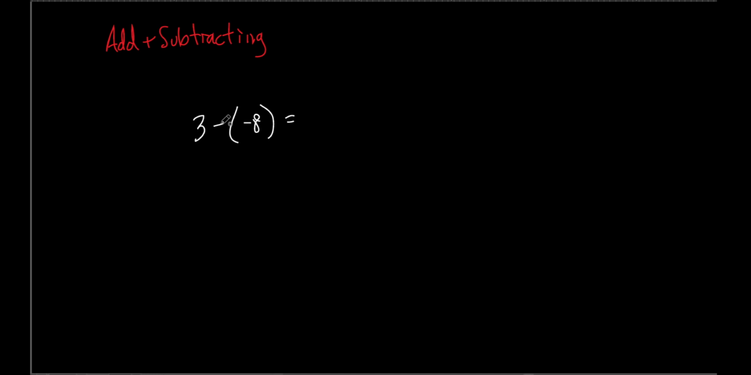What's the rule? Add a line, change the sign, or you could just think of it as what? Add the opposite, or bang, bang, right? I always say bang, bang, okay? So bang, we make that positive. Bang, we make that positive. And it just turns into a 3 plus 8. What's 3 plus 8? It's 11. There we go.